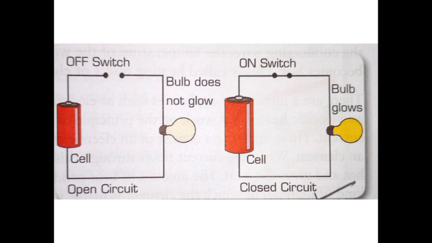When the switch is in on position, current in a circuit flows and it completes the circuit. When the circuit is complete and current flows through it, it is called a closed circuit. When the switch is in off position, the circuit breaks and the current stops flowing through it. This is called an open circuit.